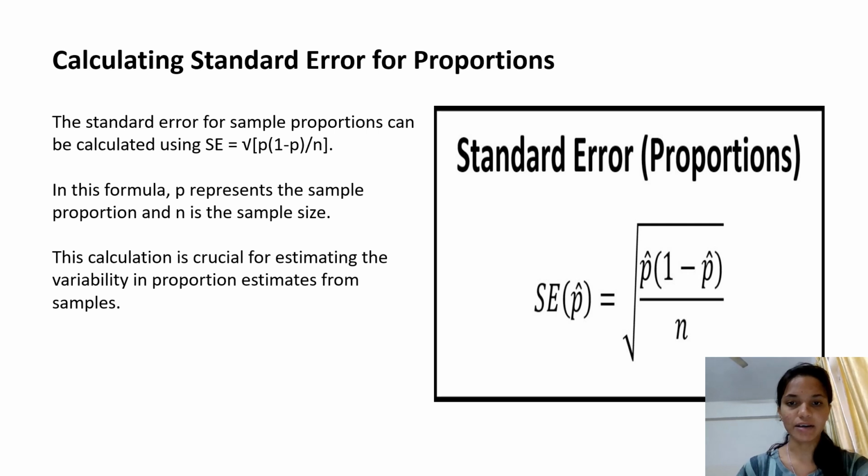Calculating standard error for proportions. The standard error for sample proportions can be calculated using SE = √(P(1 − P)/n). In this formula, P represents the sample proportion and n is the sample size. This calculation is crucial for estimating the variability in proportion estimates from samples.